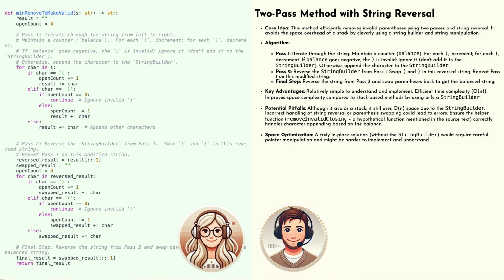Now, what happens if that counter ever dips below 0? That means we've hit a closing parenthesis, but we haven't seen enough opening parentheses to match it, right? Like trying to close a door that was never open. That's a great way to put it. So if that balance goes negative, that closing parenthesis is definitely invalid and we've got to get rid of it.